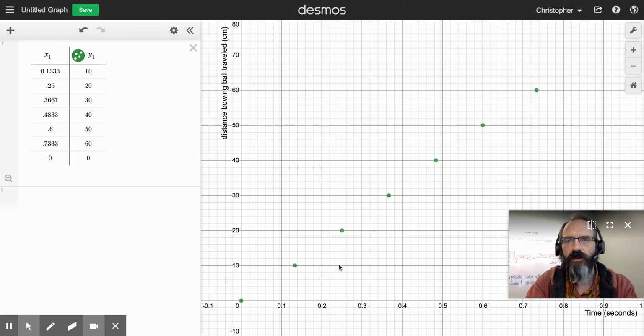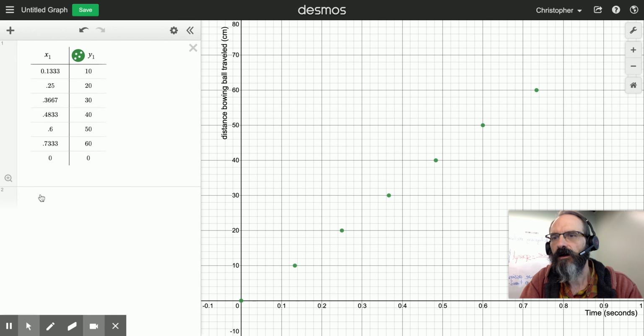Okay, we have our data. We have labels on our axes. Our data is filling up the screen fairly nicely. Look at that. Now we want to get our line that goes through the origin. Remember, at time 0, this ball had traveled 0 distance, so it's fair to put an extra point in there at 0, 0. We want to get a line that goes through all these data points as best we can.